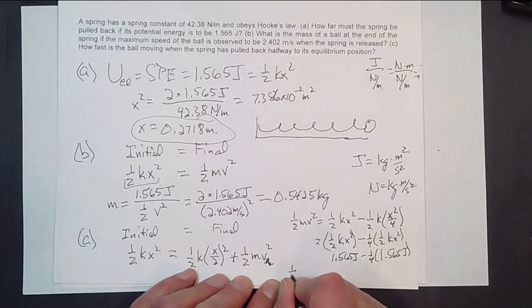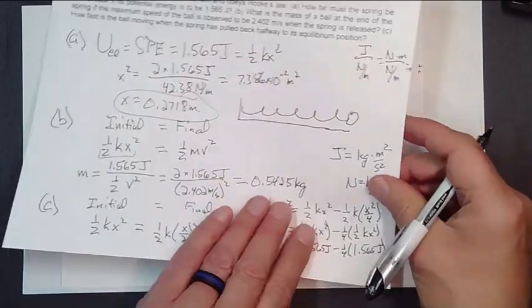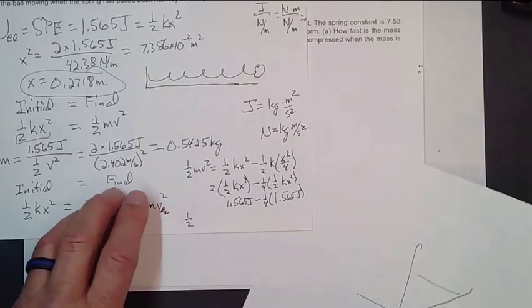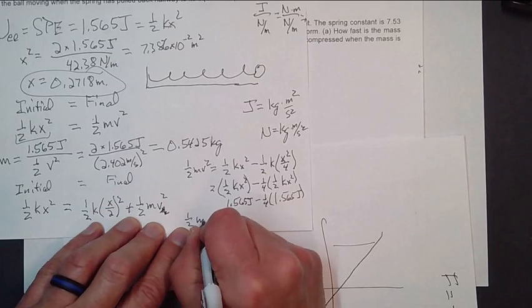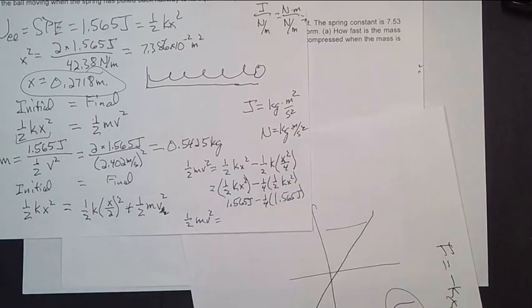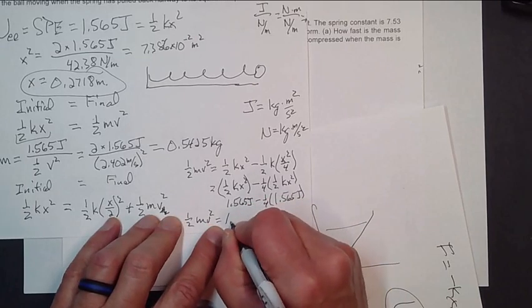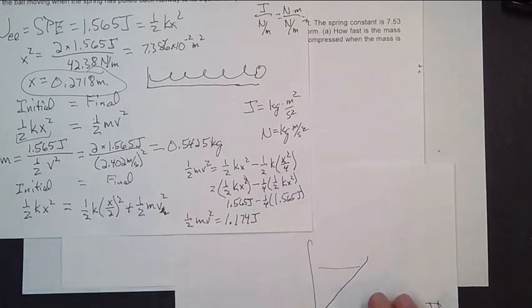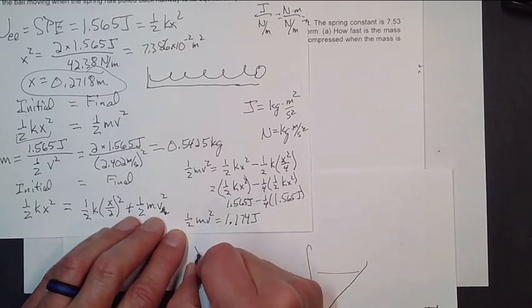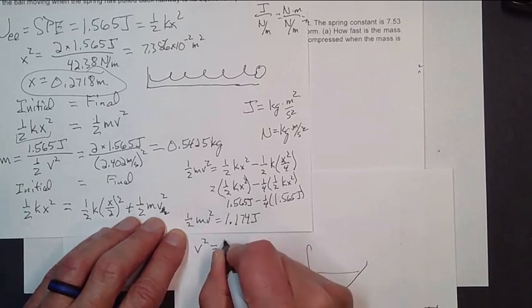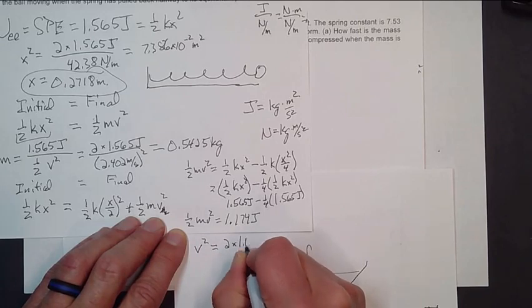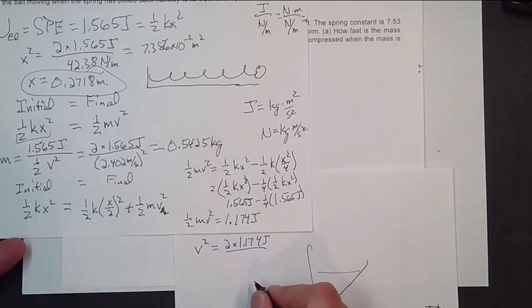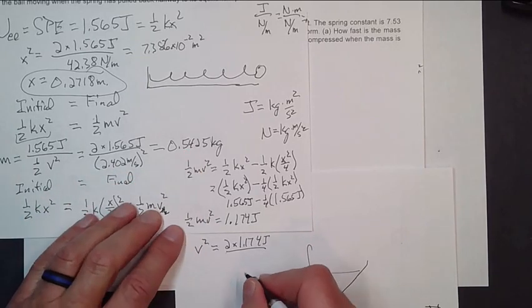And so I'll have 1/2 mv squared. I'm going to finish this on another little sheet of paper here. I can calculate this thing now. It's going to be 1.174 joules. And if I solve for v squared, multiply both sides by 2, I'll have 2 times 1.174 joules divided by that mass, which is 0.5425 kilograms.